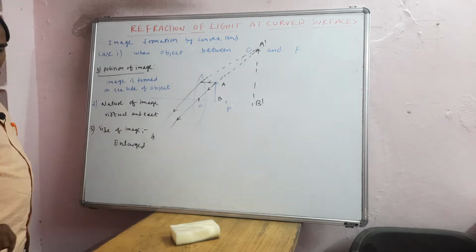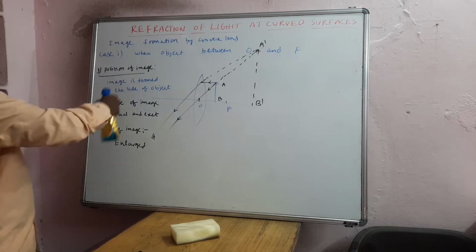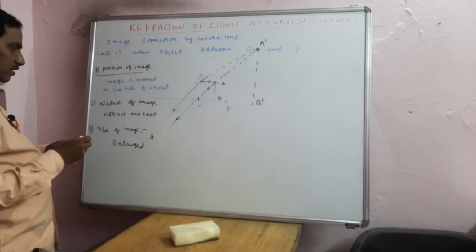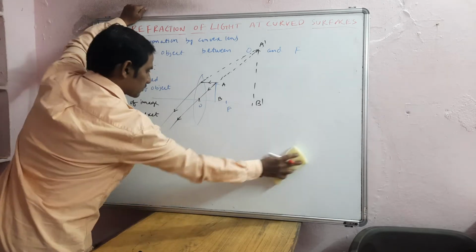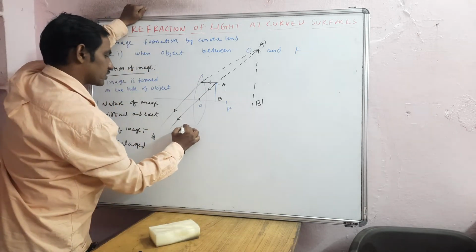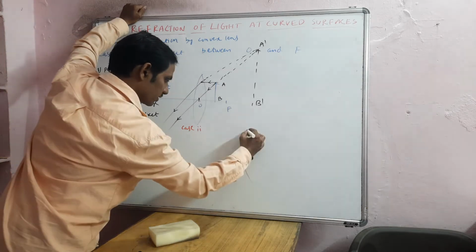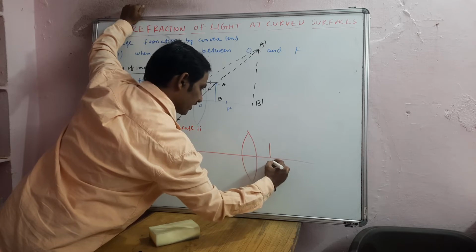Very important. Now we'll go through the remaining 5 cases. Anyhow, I think I can draw one more case here. Say for example case 2 you take. What is case 2? For example, the object is kept at F, exactly at F you are keeping.